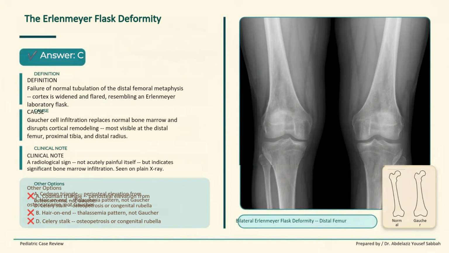It is a radiological sign rather than a painful lesion itself, but it indicates significant bone marrow infiltration. By contrast, the Codman triangle suggests osteosarcoma, the hair-on-end appearance is seen in thalassemia, and the celery stalk pattern occurs in osteopetrosis or congenital rubella.